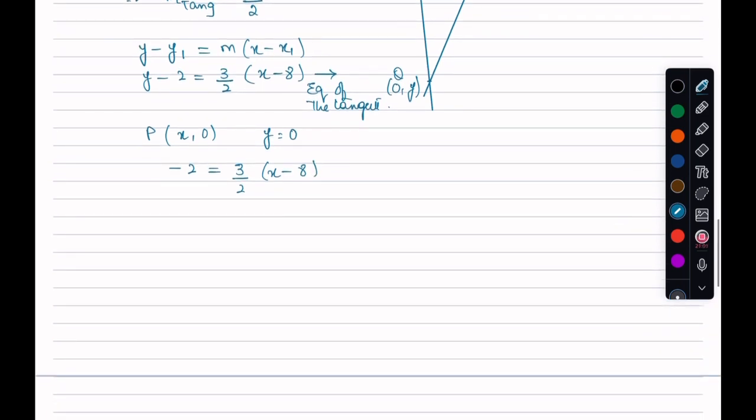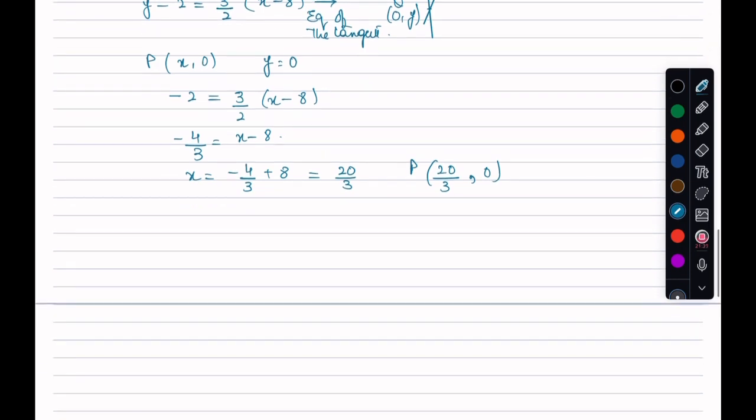Or further, I can say it's negative 4 by 3 equals x minus 8, or x will be equal to negative 4 by 3 plus 8, and this would give me 20 by 3 here. So P has coordinates 20 by 3 and 0.